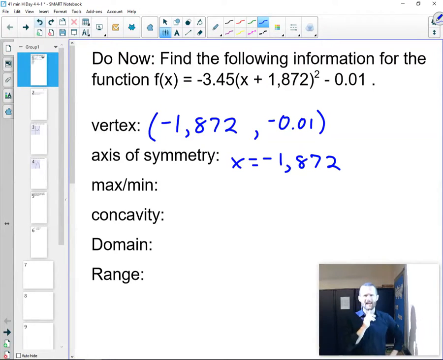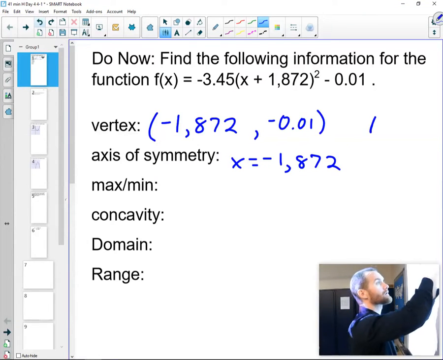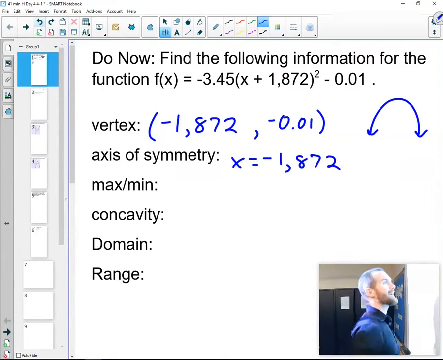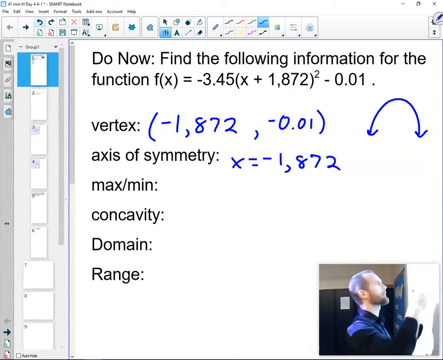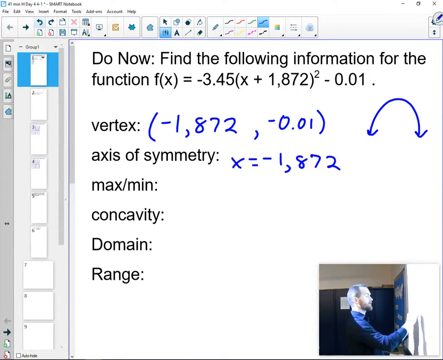Now, maximum and concavity, I like to do together. The a value, the negative 3.45, really tells us whether it's a max or min and what the concavity is. We don't care so much about the 3.45 since we're not graphing it. What we really care about is the sign of the a value. Since it's negative, that means it's going to be concave down. Think negative, sad, like a frowning face. I know that's silly, but it helps me remember. So concavity, it's going to be concave down.